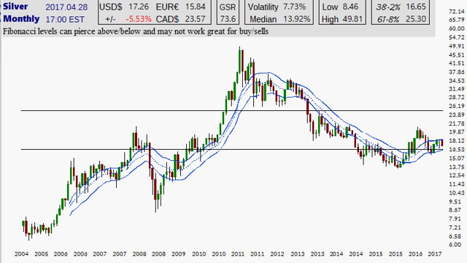Okay, now let's take a look at a silver chart. We're taking a look at a monthly. So we have this obvious low and we have this obvious high. And the Fibonacci marks come in at 25.30 and 16.65.